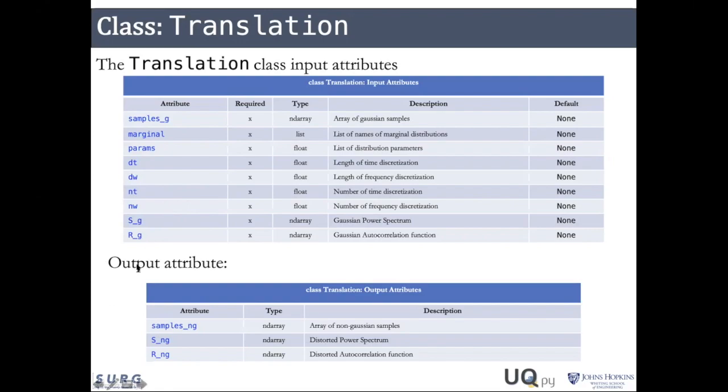And the output attributes are given here. The first one is samples_ng, which is the array of non-Gaussian samples which have been translated from the Gaussian to non-Gaussian distribution. And s_ng is the distorted power spectrum, and r_ng is the distorted autocorrelation function.